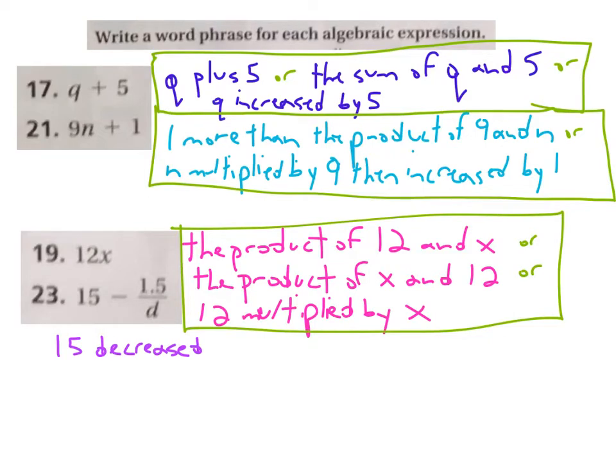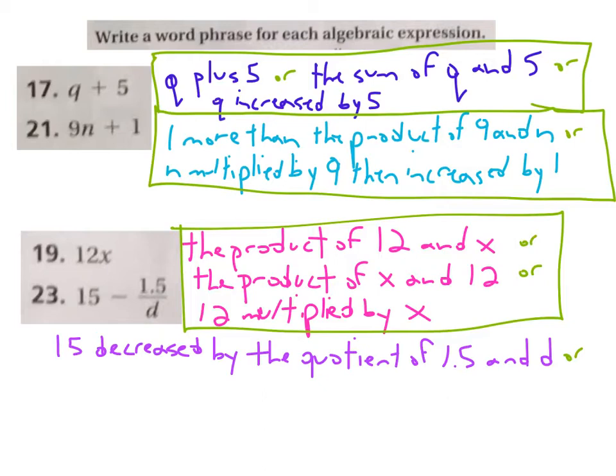Sorry, the program got a little glitchy there. How much are we going to decrease it by? We're going to decrease it by that whole amount, which when you have a division problem, we call the answer the quotient. So we will say 15 decreased by the quotient. And the quotient of what? We always list the top one first, 15 and d. And is there another way that we could write it?